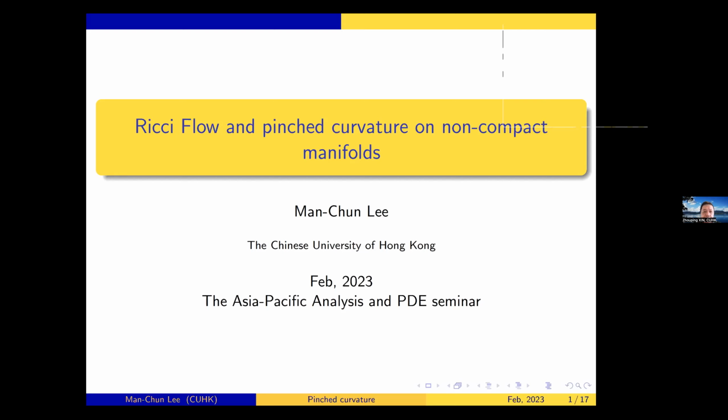Man-Chun got trained by my colleague Professor Luen-Fai Tam, who is an expert on geometric analysis, harmonic maps, and many other things. Man-Chun is also an expert on geometric analysis and complex geometry. He's very productive, and recently he received China's Excellent Young Scientist Award for his research on geometric analysis. Today he's going to talk on Ricci flow and pinched curvature on non-compact manifolds.